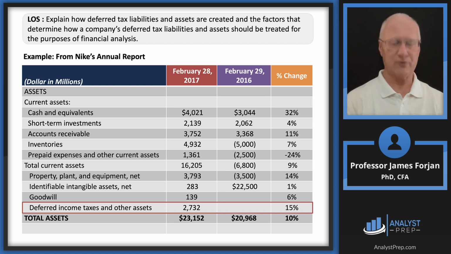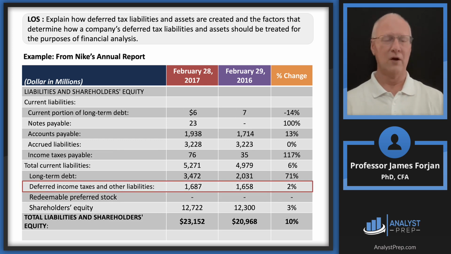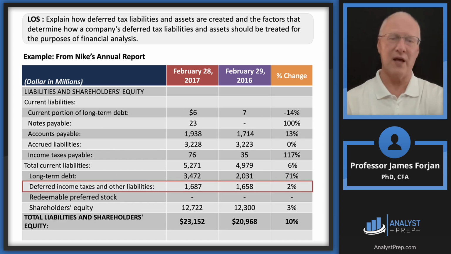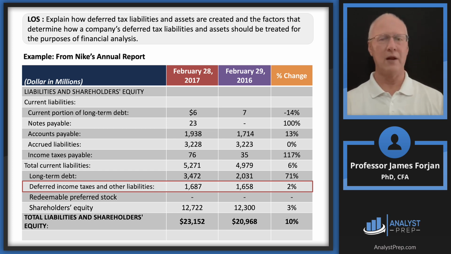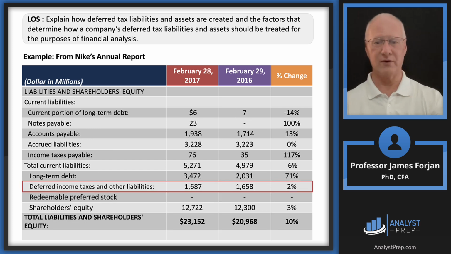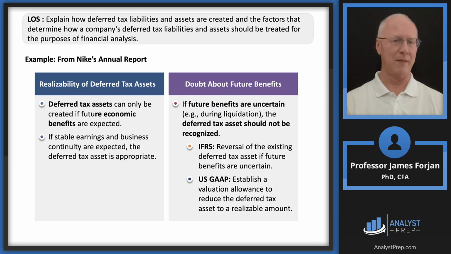We've looked at Nike's financial statements in other learning modules and slide decks, so you can see a whole bunch of stuff. They have deferred income taxes and other assets, 2732. Over on the right-hand side, deferred income taxes and other liabilities. Note that Nike has some of the assets and some of the liabilities, and this is not uncommon. I'm guessing that the Institute would probably pick one or the other and not have you combine them. If the Institute does ask you to combine them, you might be tempted to take 2732 and 1687 and just take the difference between those two. That's probably not a bad answer.